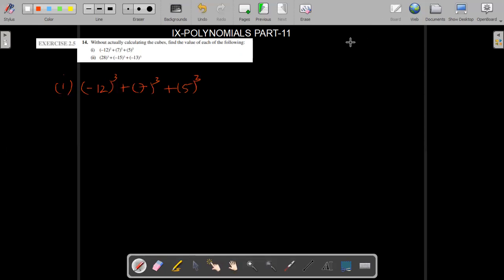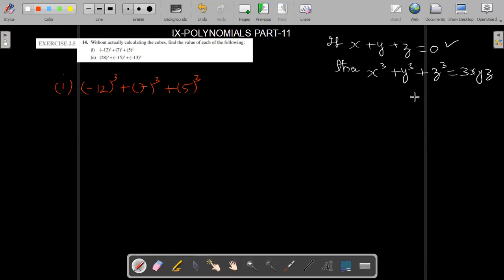And one property, if you remember from last time: if x plus y plus z, the sum of three numbers, is equal to 0, then the sum of their cubes, x cube plus y cube plus z cube, will be equal to 3 times x, y, z. This is the formula that we will apply here, but the sum should be equal to 0. Otherwise, this formula will not be applicable.